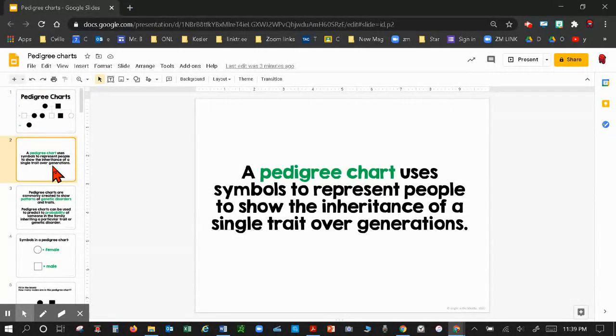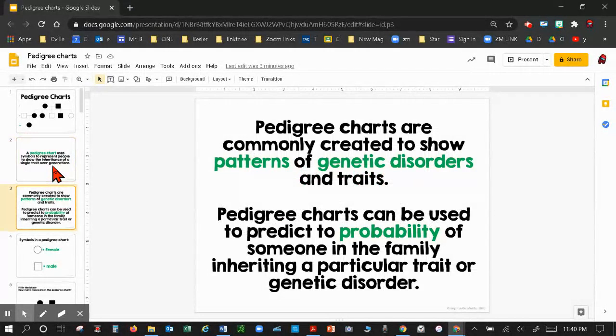So like I said earlier, a pedigree is a chart that uses symbols to represent people to show the inheritance of a single trait over time, over many generations. Pedigree charts are commonly created to show patterns of specific genetic disorders and traits. They can be used to predict probability.